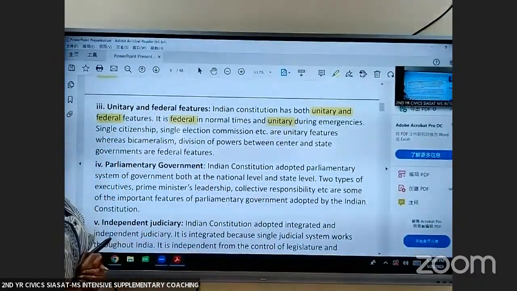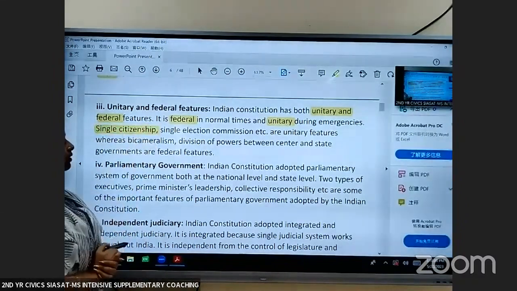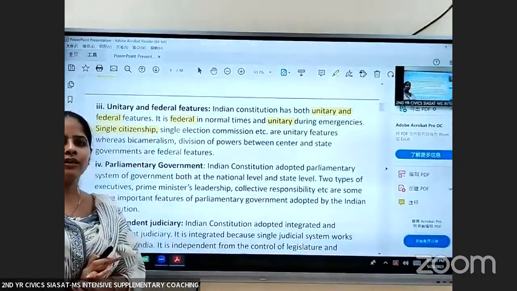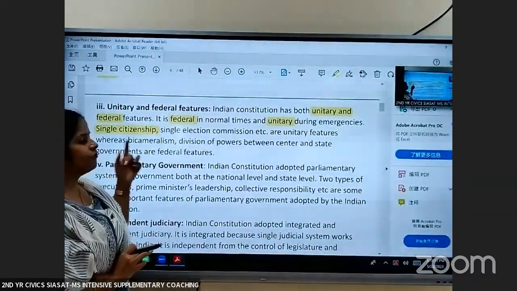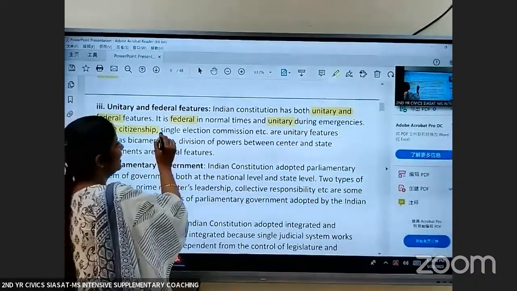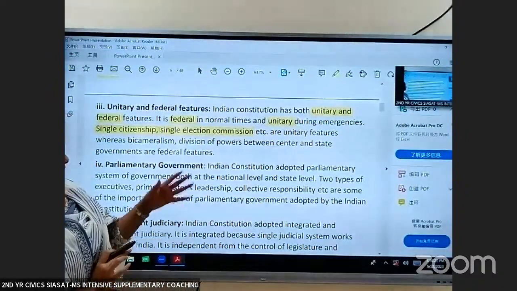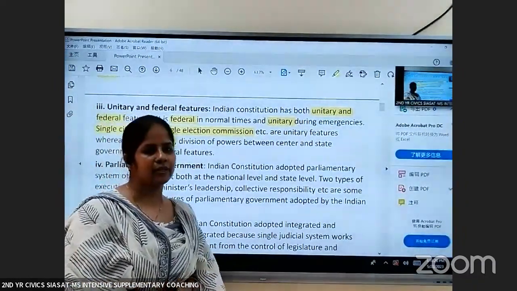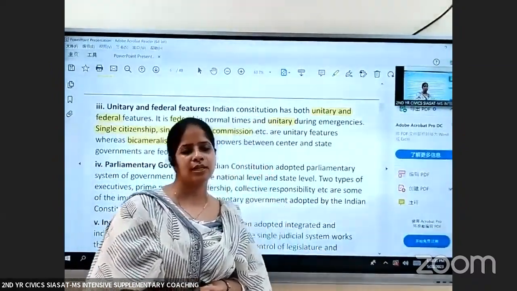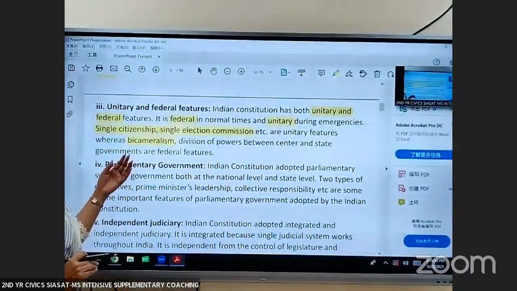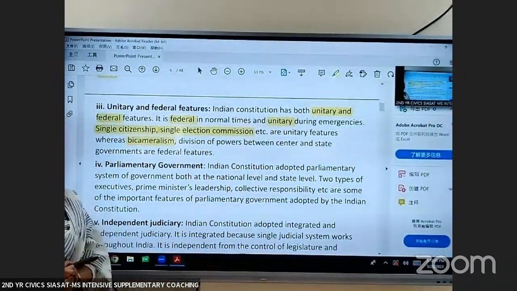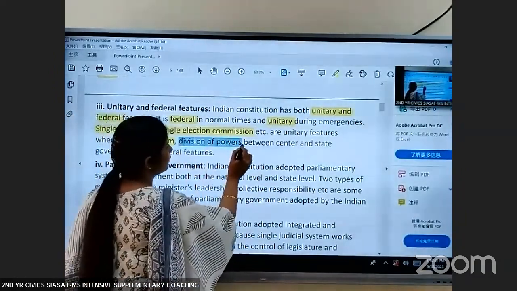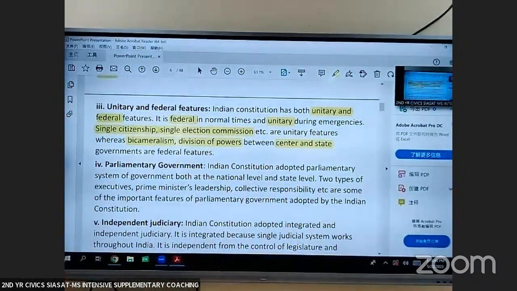So what are the features of unitary government? Let us see. Single citizenship. Irrespective of your place of birth, you are called an Indian. So it is a feature of unitary government. Then single election commission are some of the unitary features, whereas bicameralism. Now, what is bicameralism? Bicameralism means legislature having two houses, upper house and the lower house. So we have adapted bicameral legislature at the central level. And there is division of powers between center and the state. So these are the features of federal government.